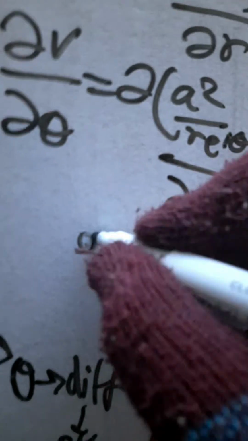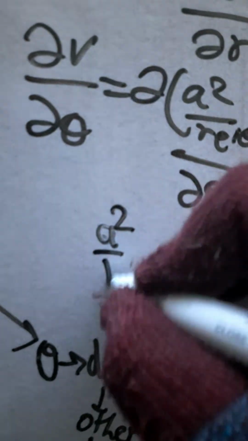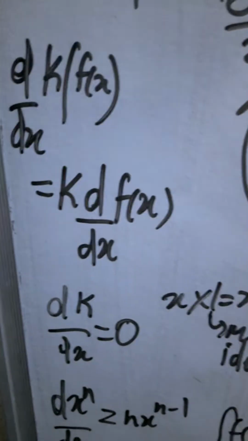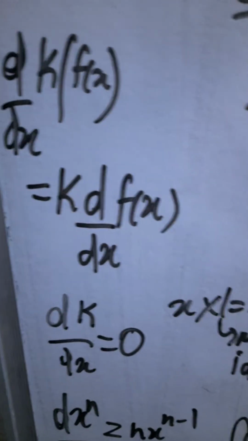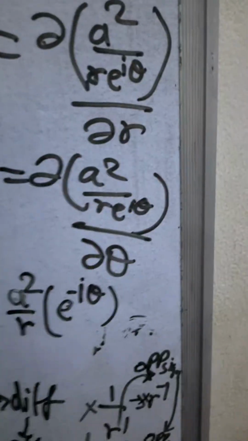Okay, so what we do here is a square by r. So what do we do with the coefficient? Take the coefficient out, take the derivative of the function, and multiply by the coefficient later. A square by r out, e raised to minus i theta. Why e raised to minus i theta? Because it is in division.